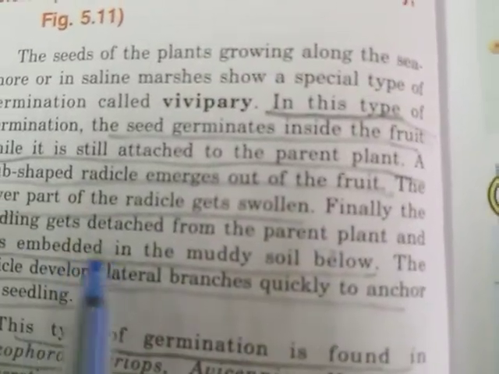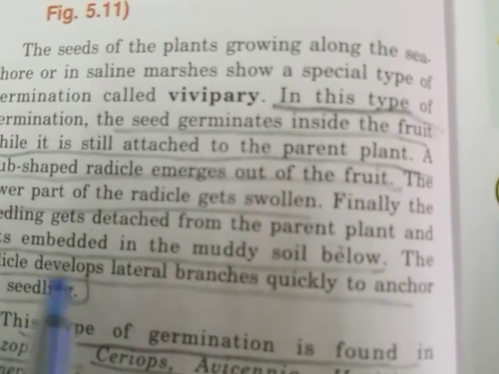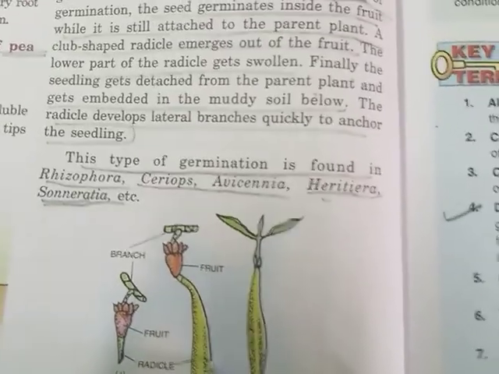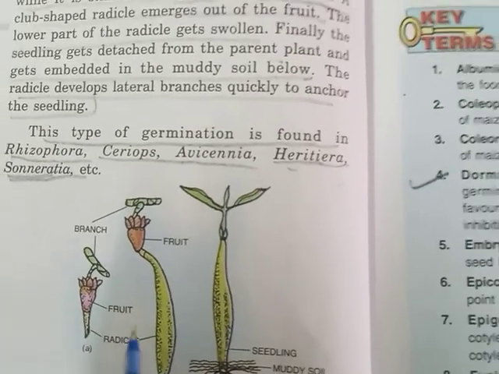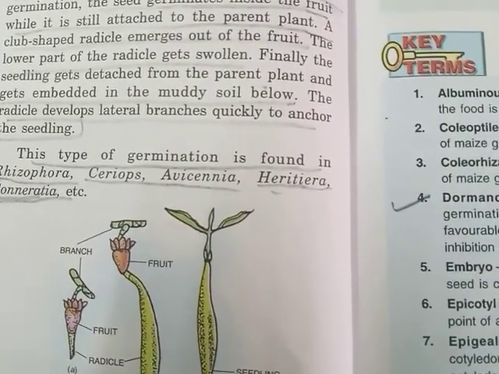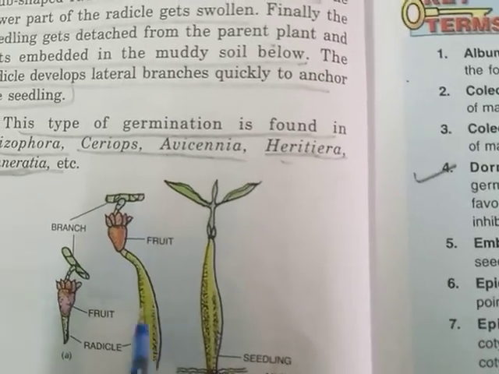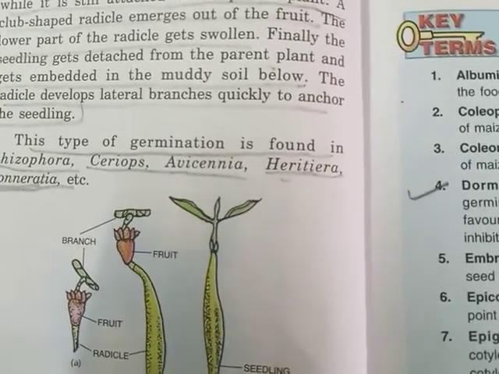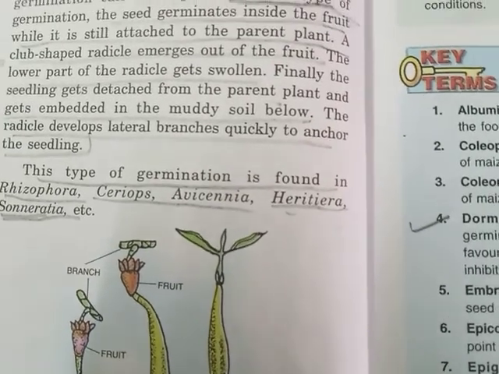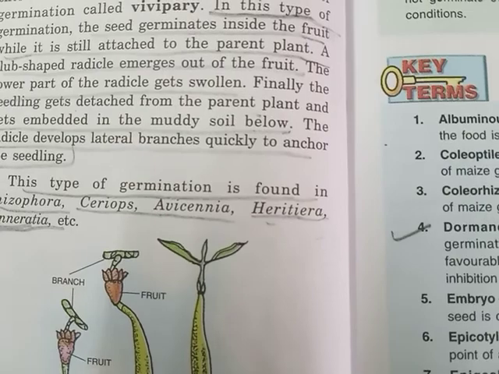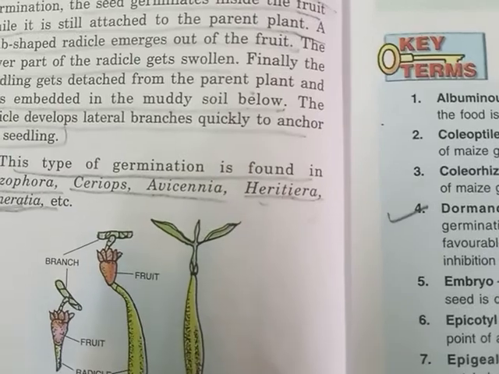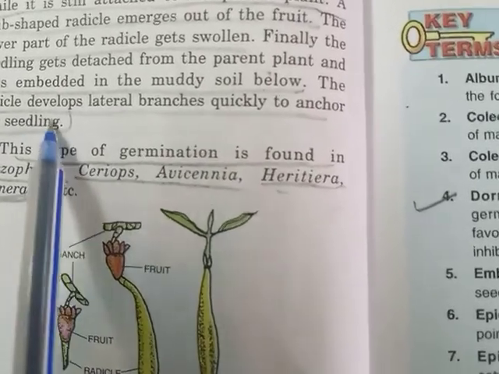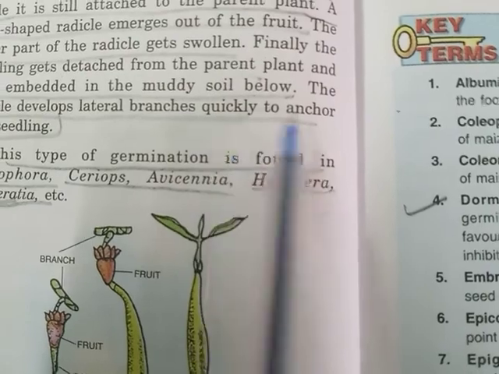Finally, the seedling gets detached from the parent plant and gets embedded in the muddy soil below. Now, after this, when this radicle becomes swollen, what happens? The seedling gets detached from the parent plant, and the lower part of the radicle gets embedded in the muddy soil which is below. The radicle develops lateral branches quickly to anchor the seedling.